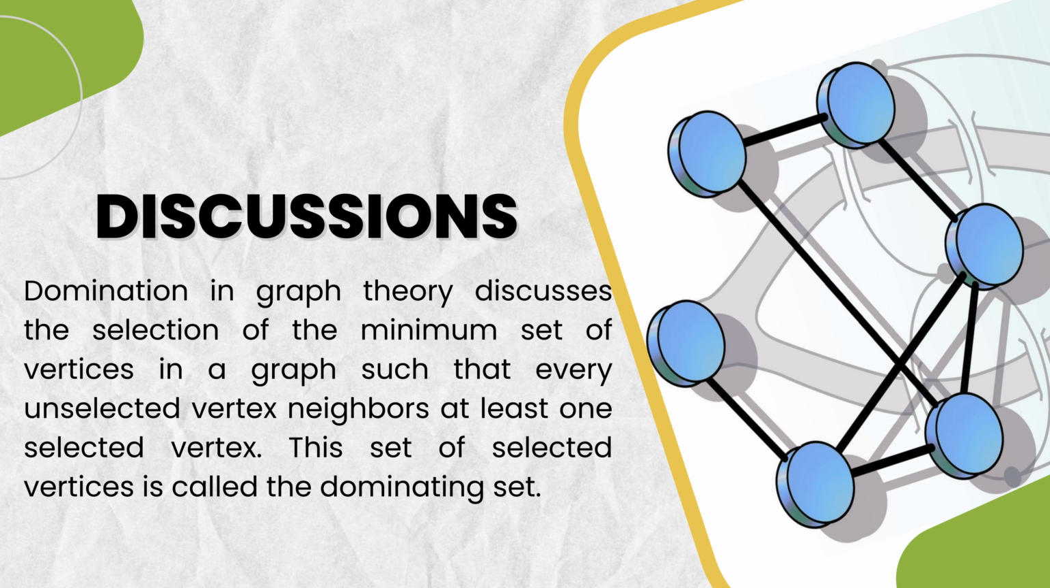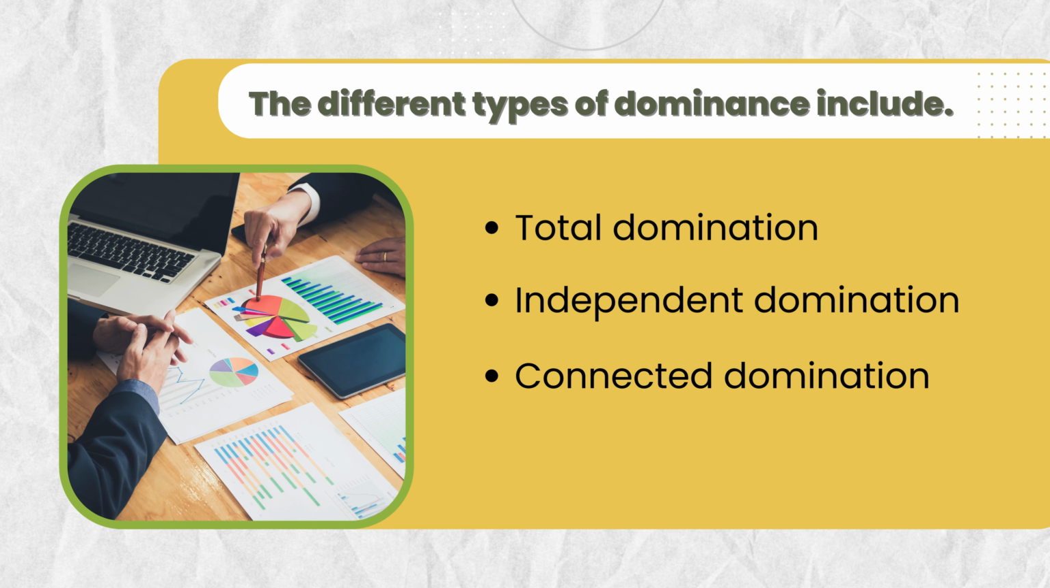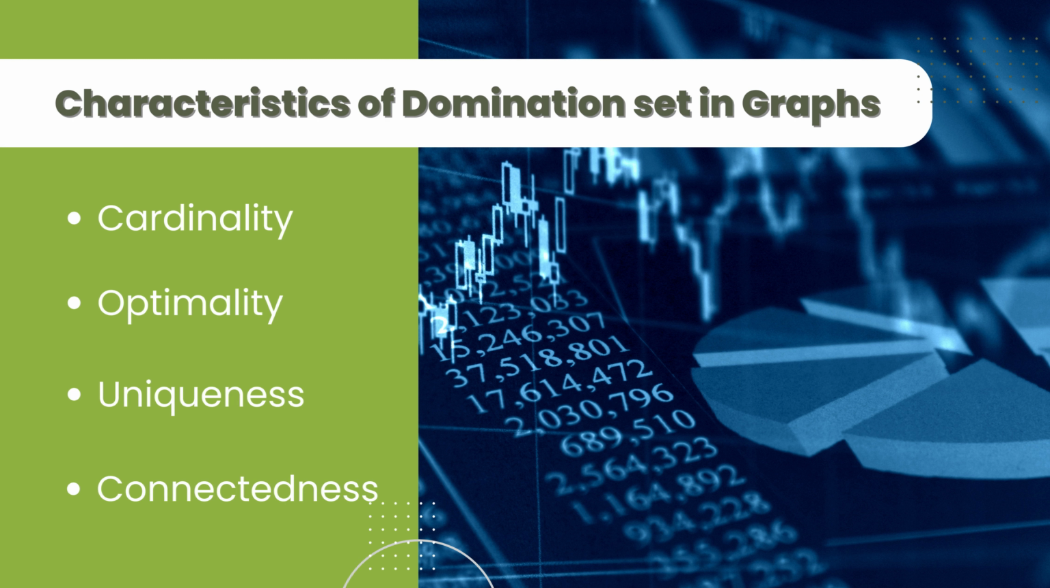There are different types of dominance. The first type is total domination, where every vertex in the graph must be a neighbor to at least one vertex from the dominating set. The second type is independent domination, where the domination set consists of vertices that are not adjacent to each other, or independent.